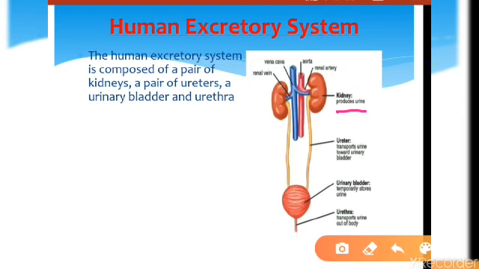Ureters are the long tubes which carry the urine from the kidneys to the urinary bladder. The urinary bladder is a muscular organ which collects urine and when it gets filled up, the urine is expelled out through the urethra.